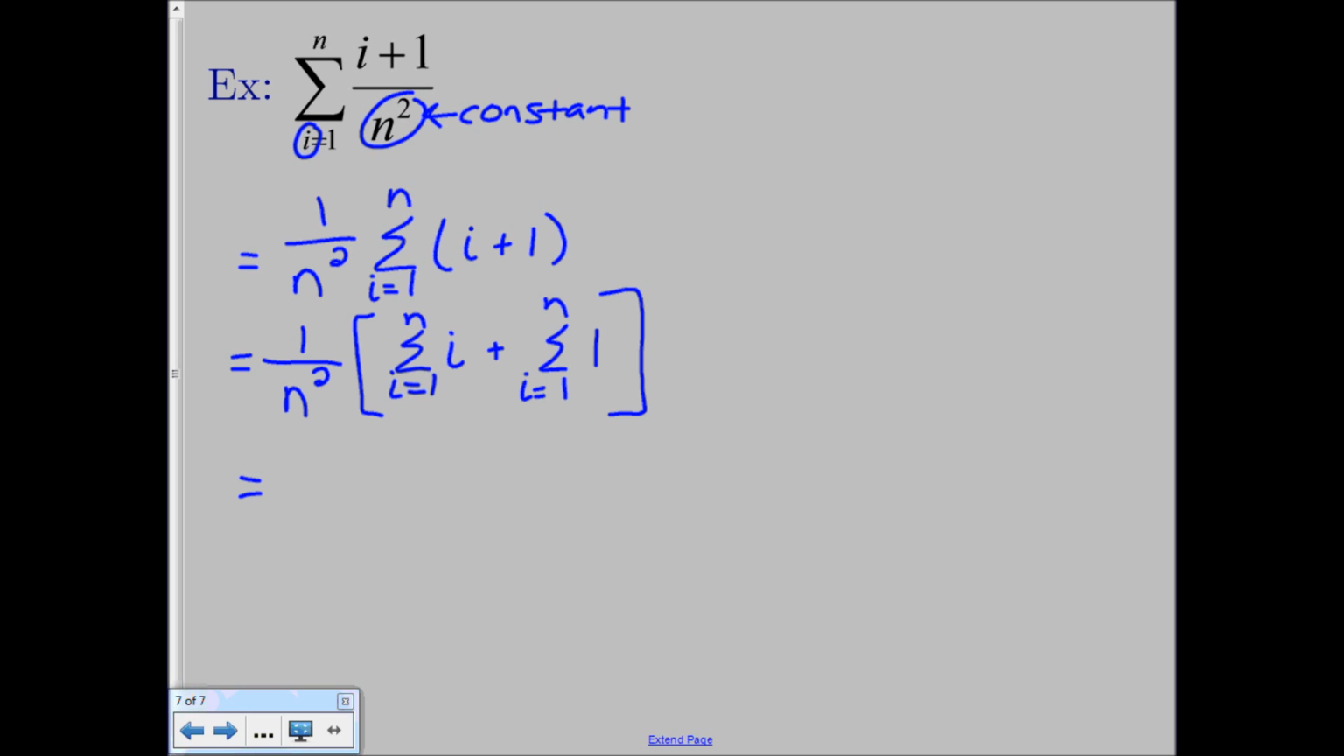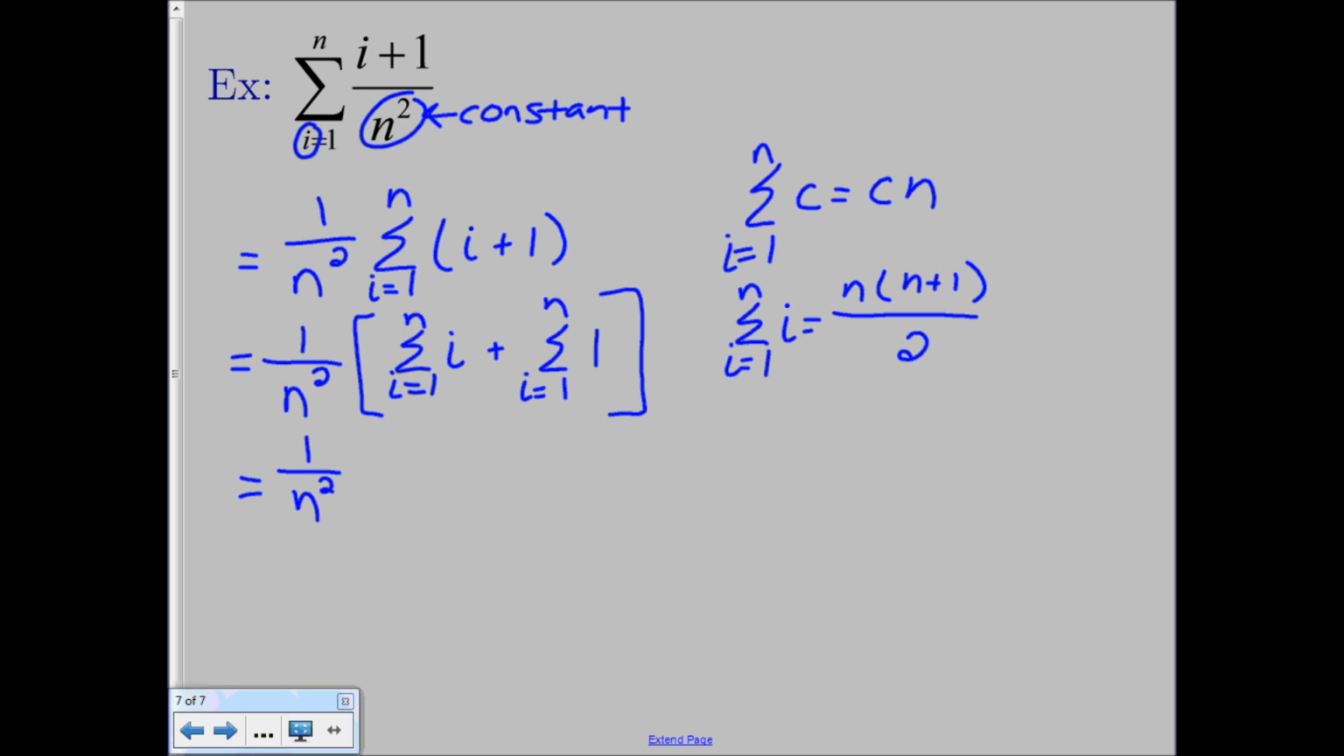So before we use them, we better write them. So the sum from i going from 1 to n of a constant is just equal to c times n. And the sum from 1 to n of i is just n times n plus 1 over 2. So since we already have n's at the top, we're just going to plug in for what we have right there. So put that 1 over n squared out front, draw our bracket. We're going to have n times n plus 1 all over 2 plus, c in this case is 1, so we're just going to do plus n.